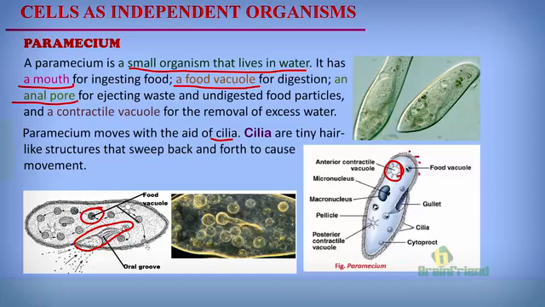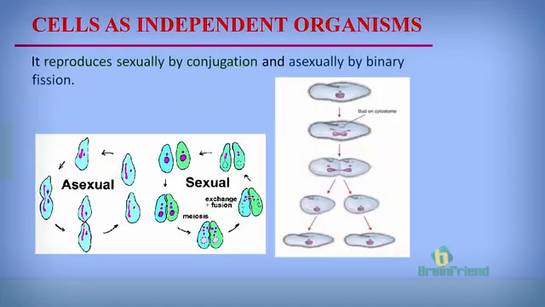Cilia are simply tiny hair-like structures that sweep back and forth to cause movement. So the body of a Paramecium is surrounded by cilia. You see the cilia surrounding this Paramecium. And the beating or the flapping or the sweeping of the cilia causes movement. It causes the Paramecium to move from one spot to another.